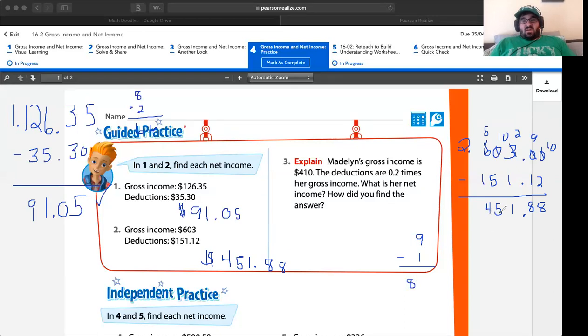4 plus 5 is 9, plus 1 is 10, plus 8 is 18, plus 8 is 26. And 2 plus 6 is 8. So my answer is correct. I'm more confident now. And that is how you find the net income when given the gross income and deductions.